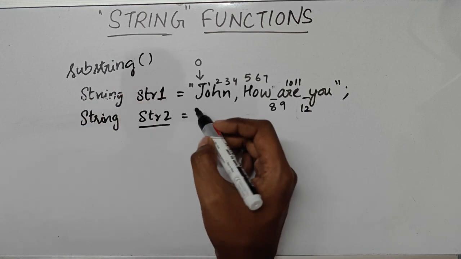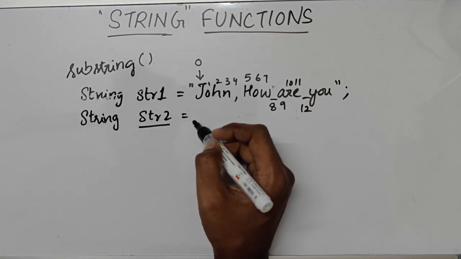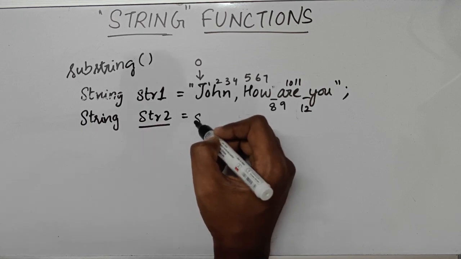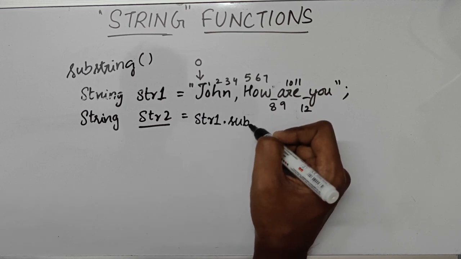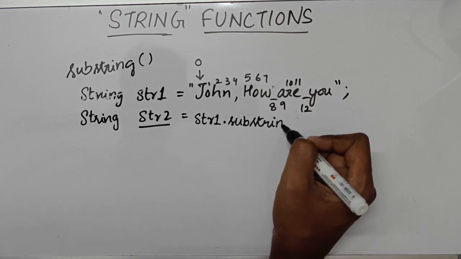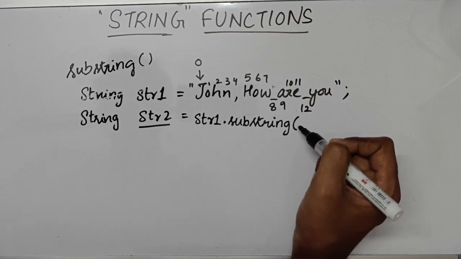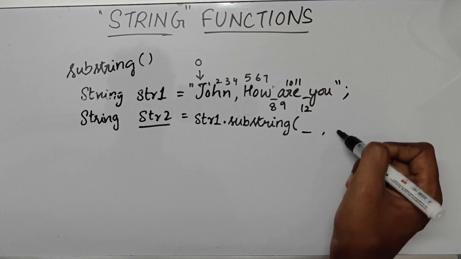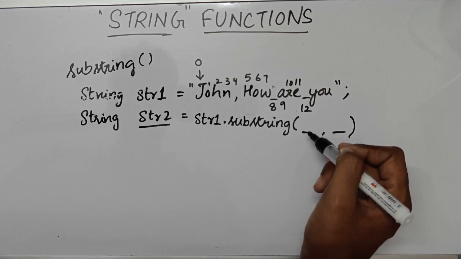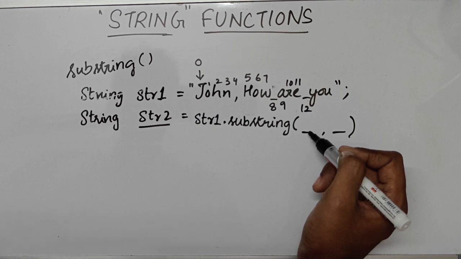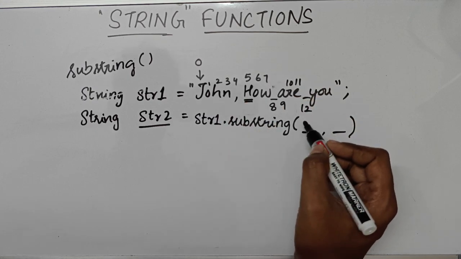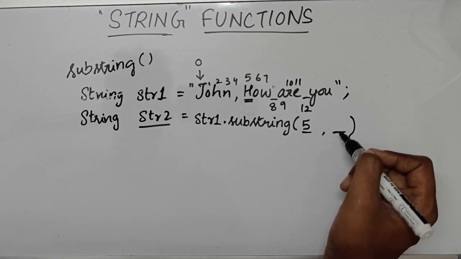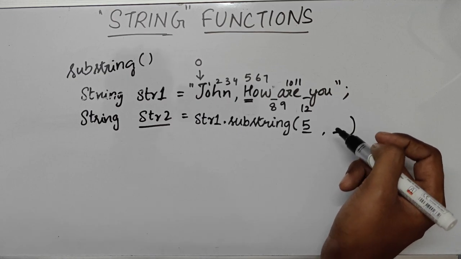So when we use a substring, I'm going to say str1 dot substring, all in small, there is no capital letter. Inside this, I'm going to mention two parameters. For the first parameter, we are going to give the index from which you want the substring to start. So in this case I want it from h. What is the index of h? It is 5. The second parameter is where you want to end it.